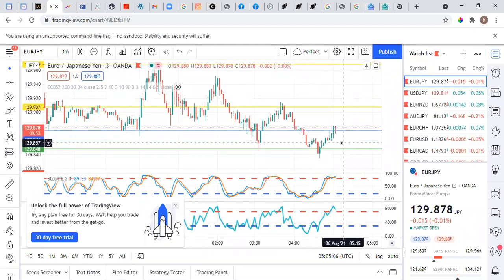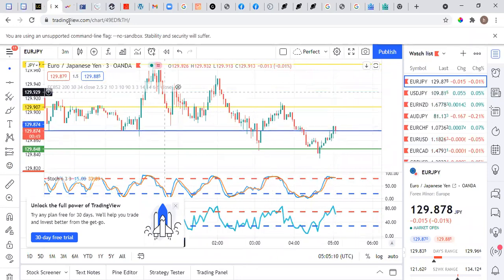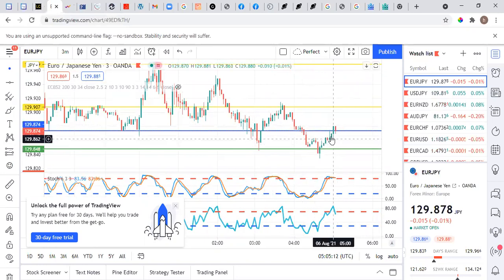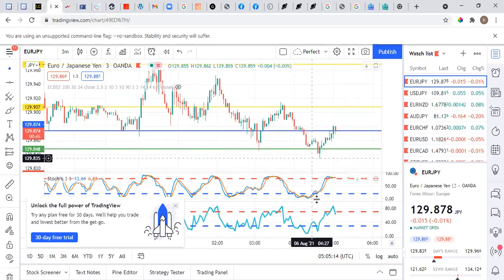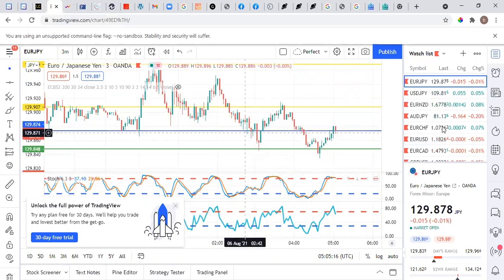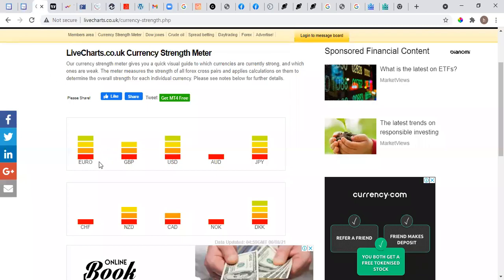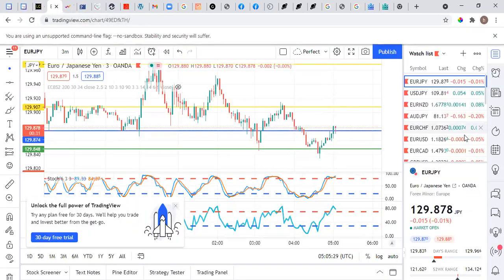So you can see that it has gone up again. This is very important: your currency strength meter is very important, as much as your other indicators. They all work together, and you need to combine them. So let me see. My favorite currencies are not ready, but let me check Euro CHF.